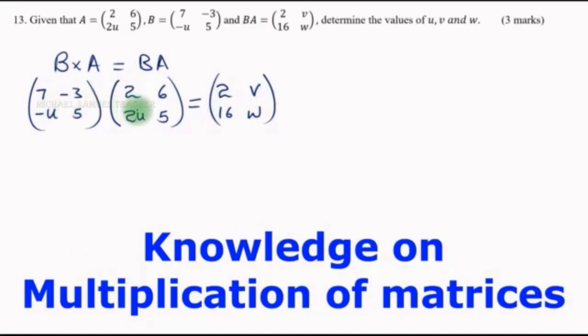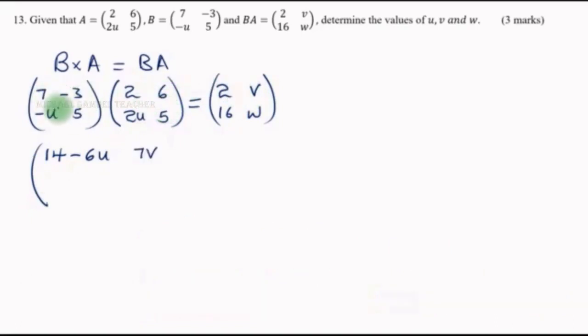So in this situation, we multiply the matrix. To get 2, we multiply the first row times the first column. So this will be 7 times 2, which is 14, plus minus 3 times 2u, which is minus 6u. Then to get v, multiply the first row and the second column. Means 7 times 6, 42. Then minus 3 times 5, that will be minus 15.